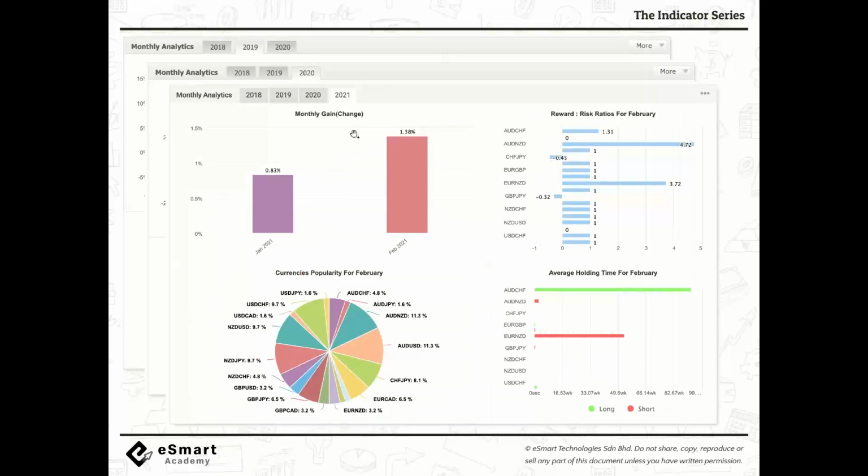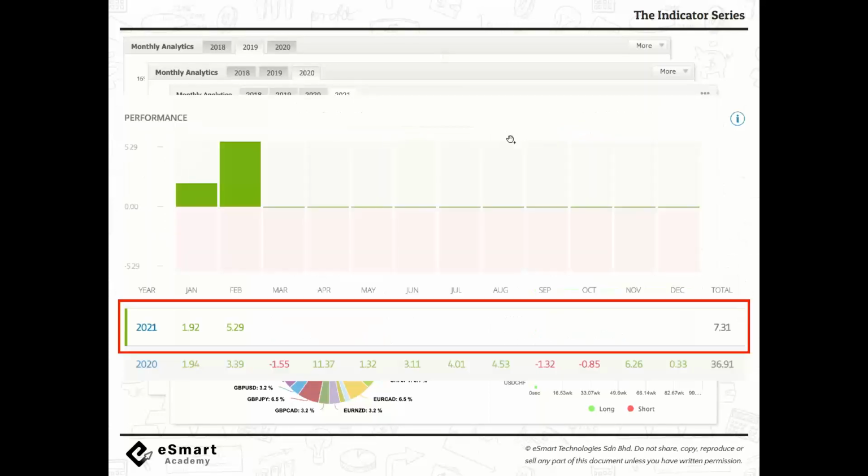This is my result so far in 2021, for January and of course February. Today is just the start of the new month of March. And this is my result in the stock market in the US. Last year was about 36.91%. This year alone is up 7.31% so far.